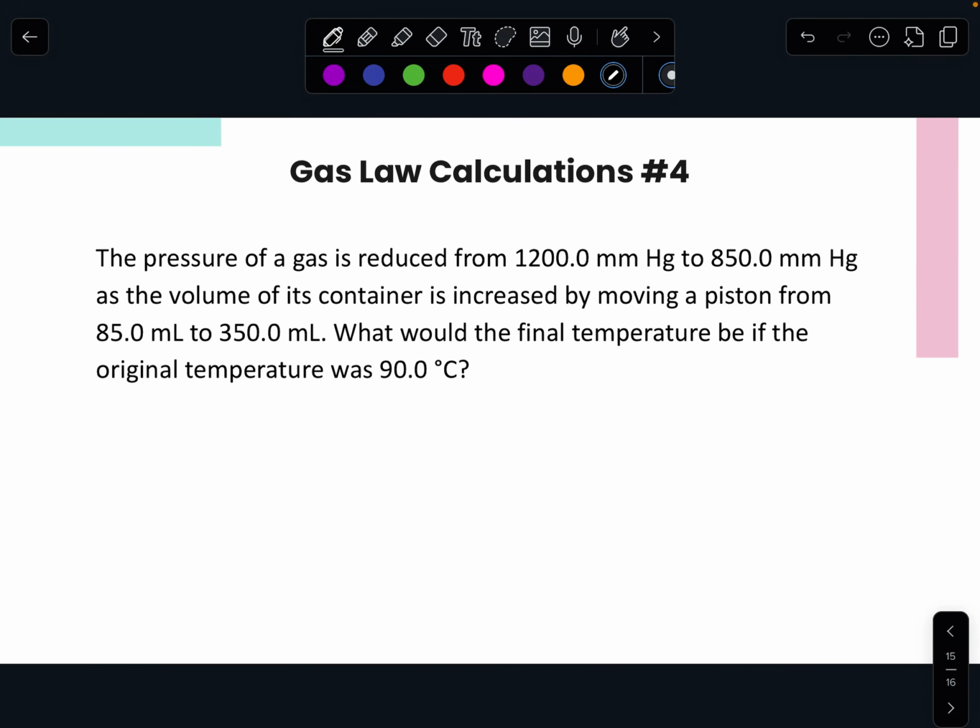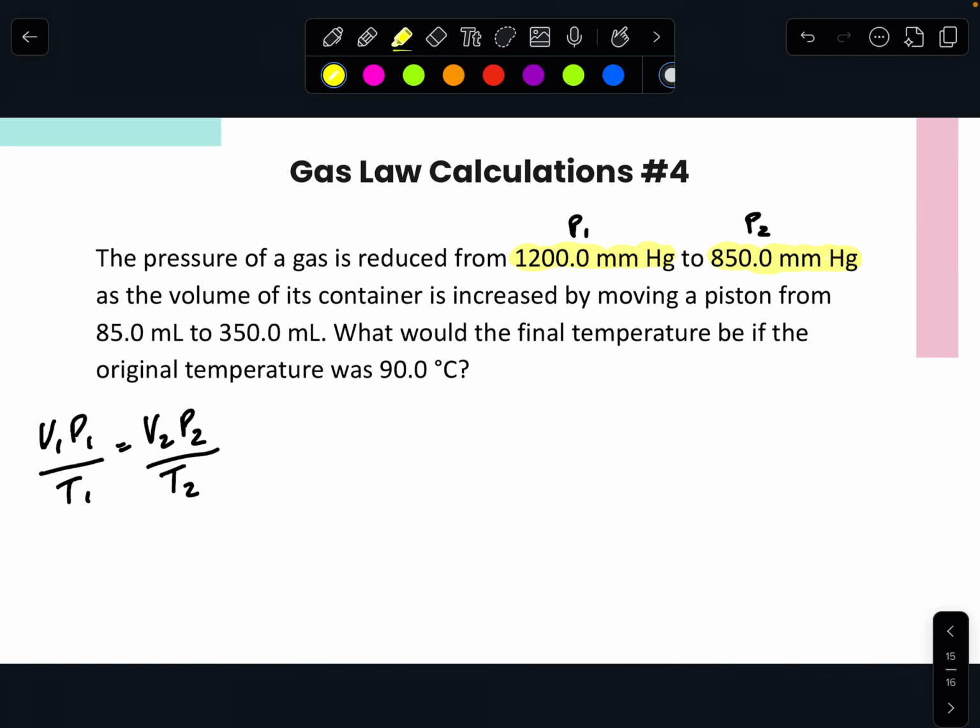We're going to look at one more here. So again, I'm always starting with my combined gas law. I'm going to go through and highlight all my numbers, or underline all of my numbers, or write them down, right? Because that's what's important. So it tells me that I have a pressure and I have another pressure, right? So right here, right off the bat, I have my P1 and my P2.